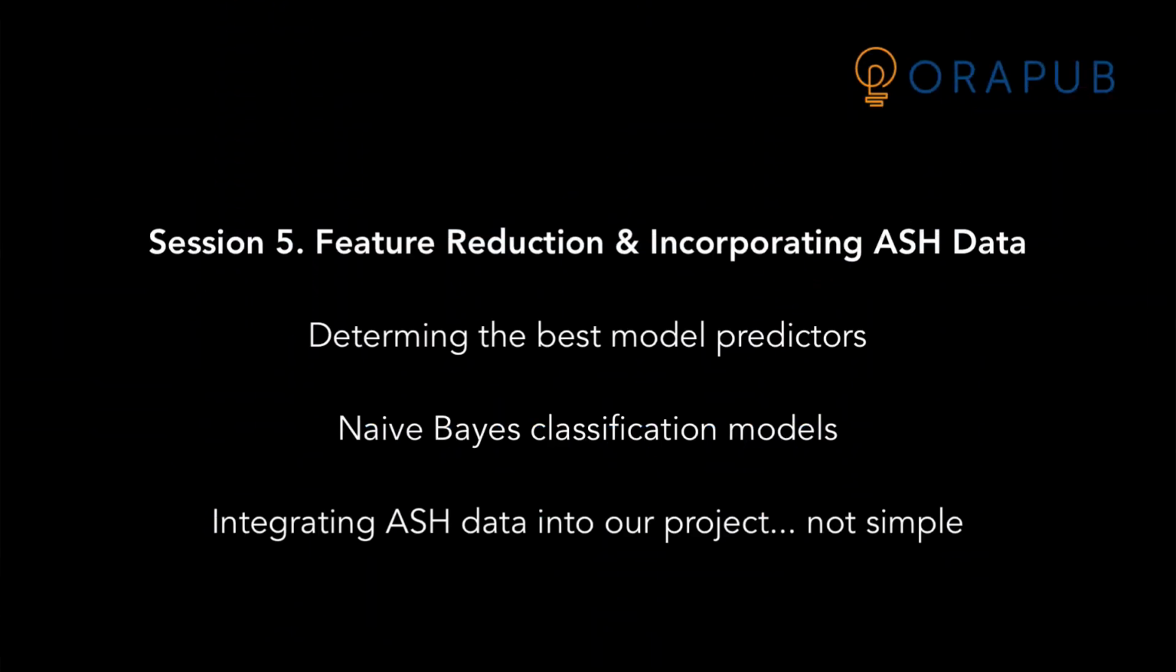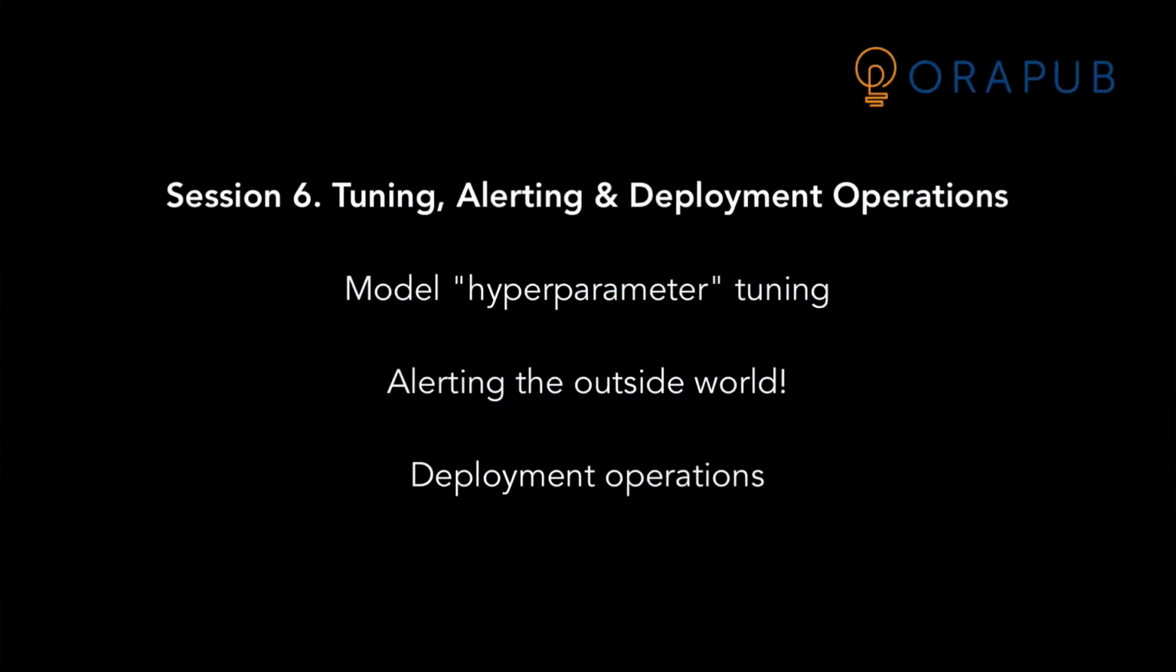Session 5 is entitled Feature Reduction and Incorporating ASH Data. Usually fewer predictors are better than more. And so I'm going to teach you a number of industry standard ways to identify the best predictors. Then we're going to talk about a model called the naive Bayes classifier, and we're going to get into integrating ASH data into our project. And this requires some special processing that naturally leads us into some of the more important machine learning topics, such as one-hot encoding.